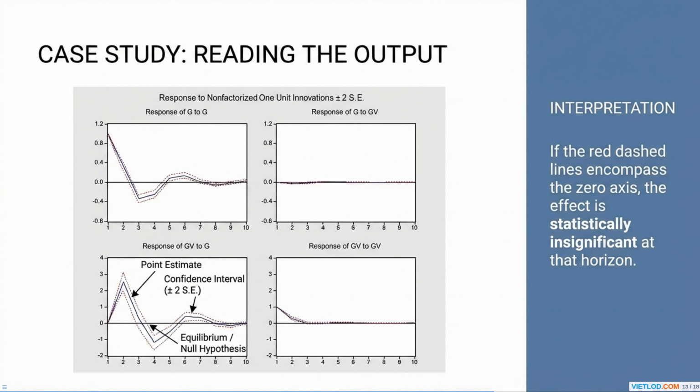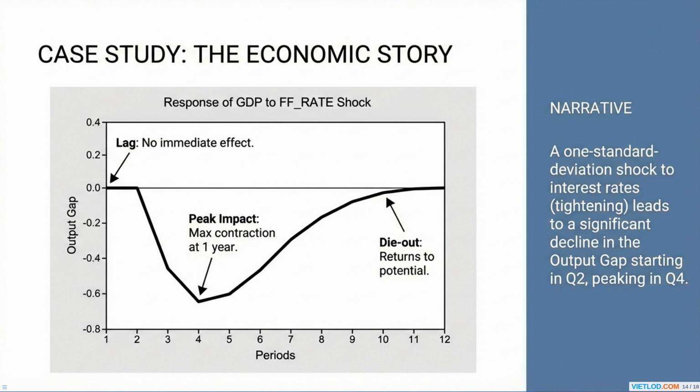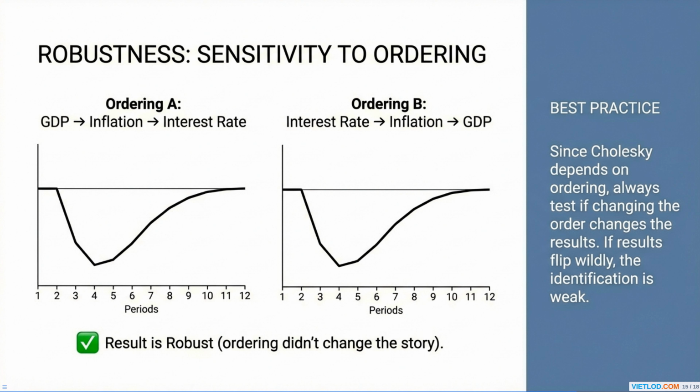The key interpretation rule is, if the confidence interval bands encompass the 0 line at a particular time horizon, the effect is considered statistically insignificant at that point. Looking at the graph for the response of GV to G, if at period 5 the lower confidence band is at negative 0.2 and the upper band is at positive 0.3, the interval contains 0. Therefore, we cannot conclude that the shock has a statistically significant effect on GV in period 5.